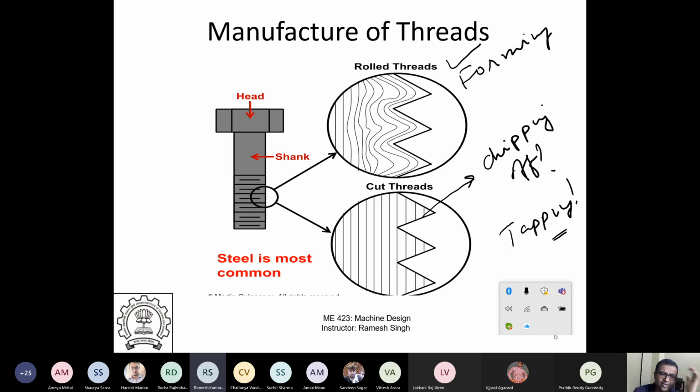So strength-wise, the formed threads would definitely be better. And people use steel in most of the applications, except if it is an aerospace application. In that case, people use aluminum.